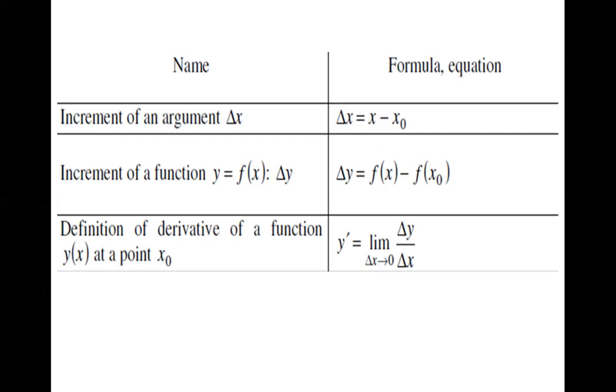Definition of the derivative of function y of x at point x0. The derivative of y is the limit of the increment of the function over the increment of the argument as delta x tends to 0.